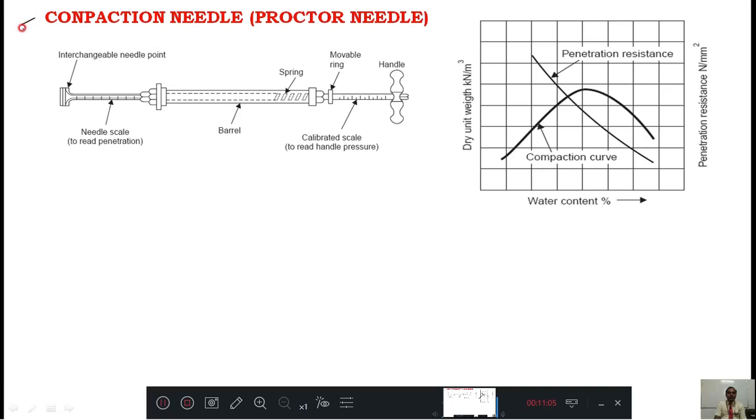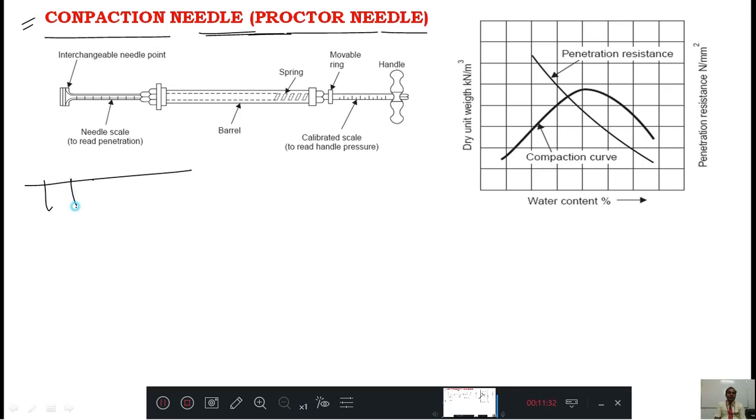Now the next very important concept, the compaction needle or Proctor needle. The Proctor, that scientist who invented the standard Proctor test and modified Proctor test, they were done in the laboratory, but here, to get the density achieved in the field, say for example this is a ground, and on this ground how much density is achieved, how to measure that.